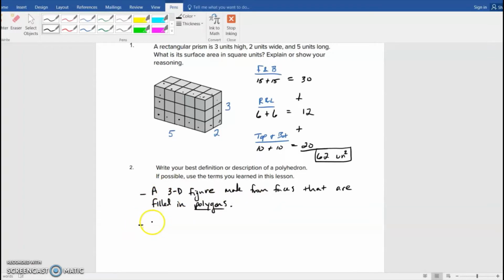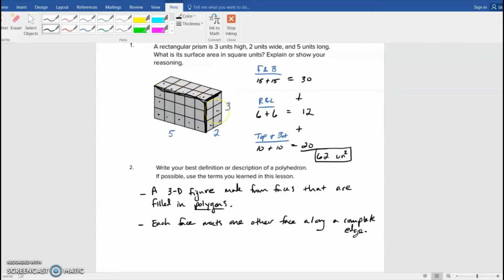Also, I'm going to mention that each face, like for example, the front of this shape or the top of this shape, those are the faces, meets one other face along a complete edge. Each face meets one other face along a complete edge. So in this case up here, this would be an example of an edge. This would be an example of an edge. This would be an example of an edge.